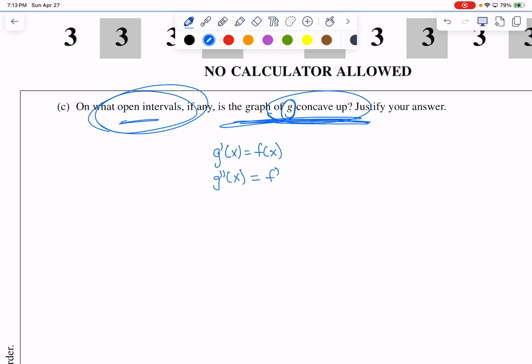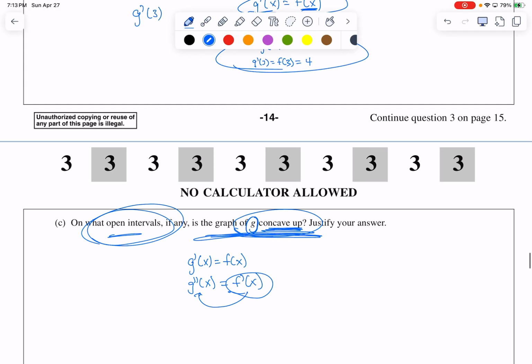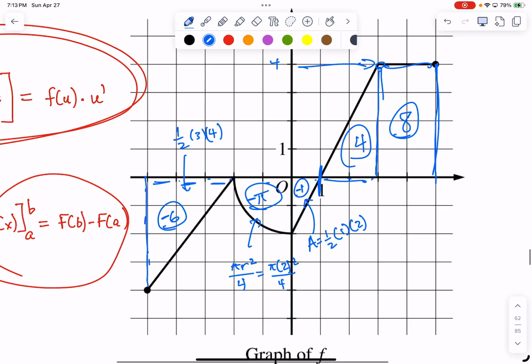So we need to look at the slopes of F to figure out G double prime. Where the slopes are positive is where G double prime is going to be positive. Where the slopes are negative is where G double prime is going to be negative. Now I just want to look for where it's concave up. So what kind of slopes am I looking for? So I just need to go up there and look for positive slopes and answer it and justify it. So all I got to do is go up here and say, okay, it's going to have positive slopes. I'm gonna highlight it. Here we go. It's positive slopes there, and it's positive slopes there. All right, give me the intervals.